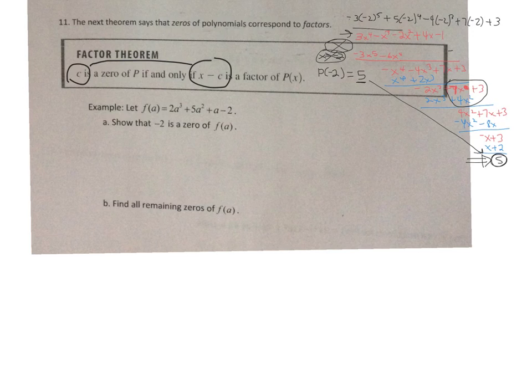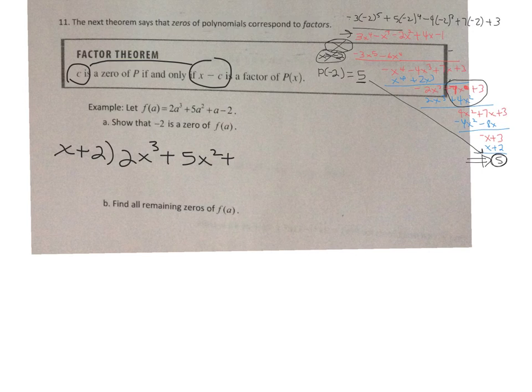All right, so the example is: let f of a equal 2a cubed plus 5a squared plus a minus 2. You've got to show that negative 2 is a 0 of f of a, and then find all the remaining zeros. So we can use long division. We're going to use the factor theorem and say, if x equals negative 2 is a 0, that must mean that x plus 2 might be a factor, so I'm going to divide. And I changed the a to an x just to make it a little more clear.